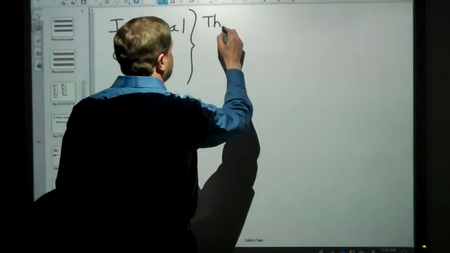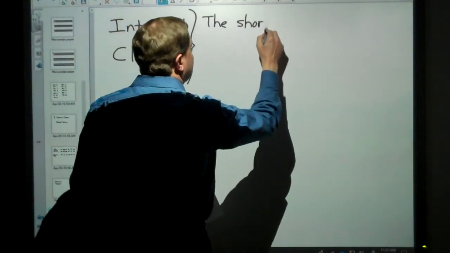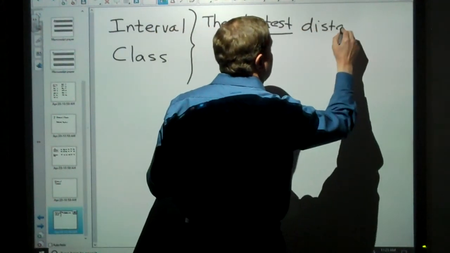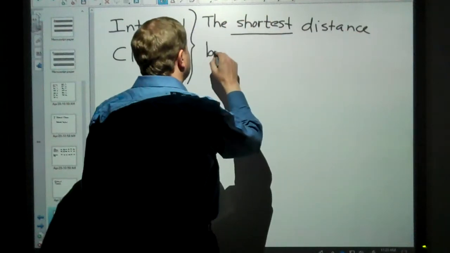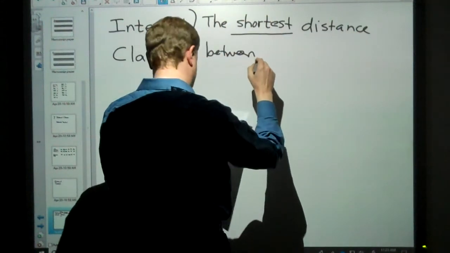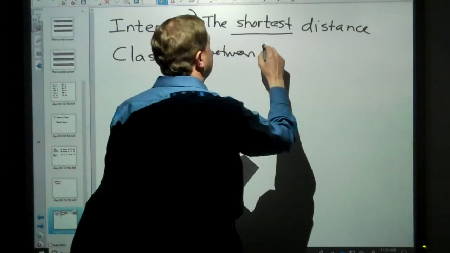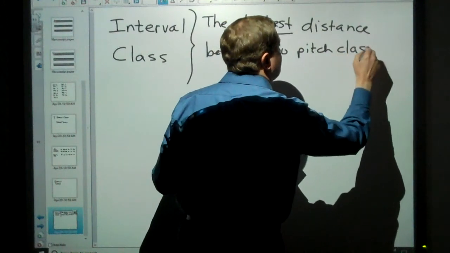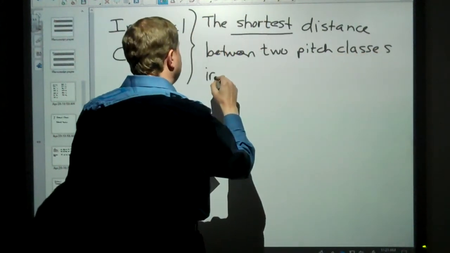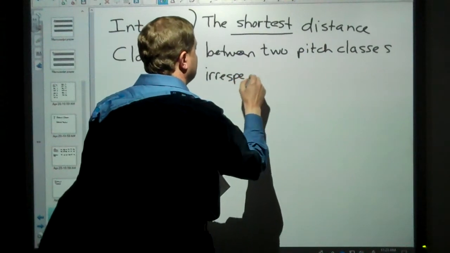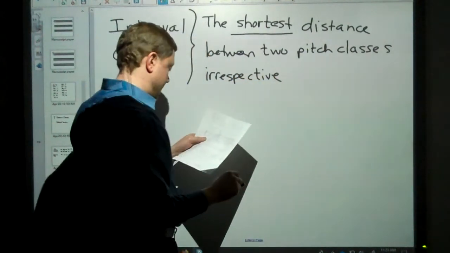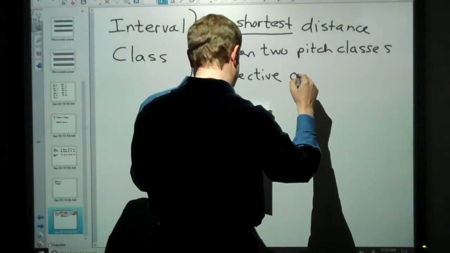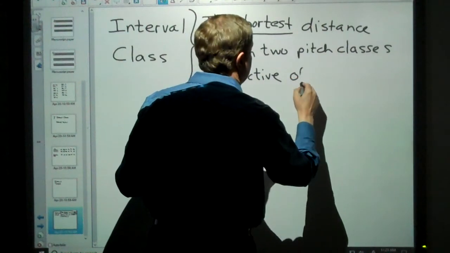Let me write that down. An interval class is the shortest distance between 2 pitches, or 2 pitch classes, I should say, irrespective, that means without regard to any octaves or direction, irrespective of octave or direction.